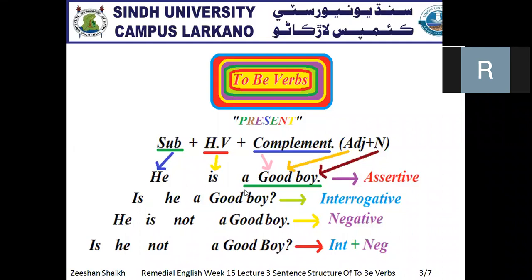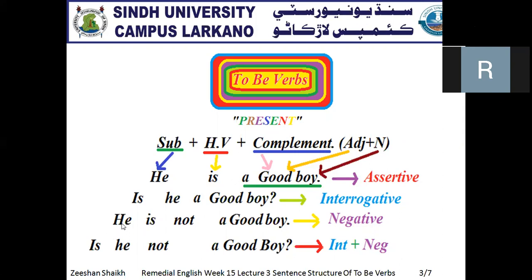Now what is this? This is the assertive sentence. Clear? This is a statement, you can say a stated sentence or affirmative sentence. And the second, is he a good boy? Now what is this? That becomes the interrogative sentence. Because the is comes in front, the is comes first, after that he comes second, and third, a good boy. So whenever the helping verb comes first, it becomes an interrogative sentence.